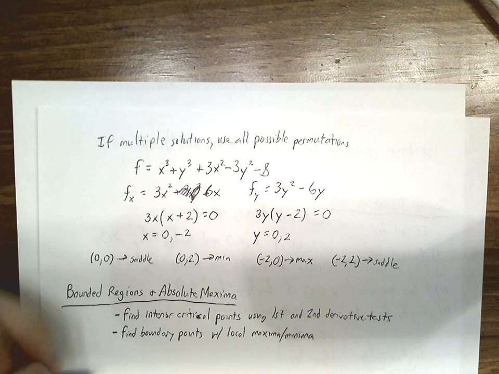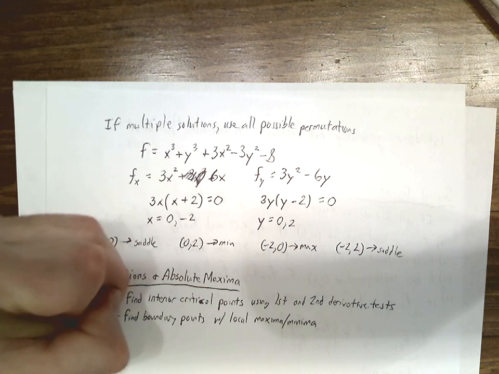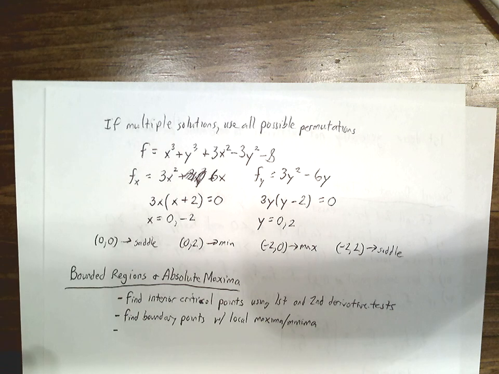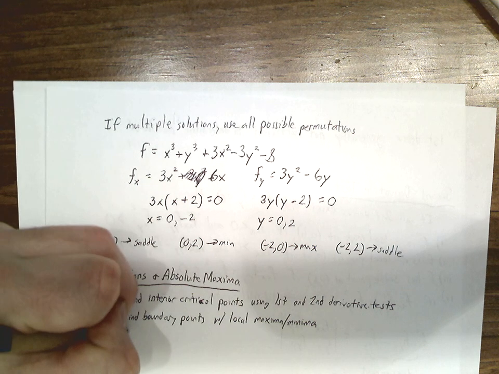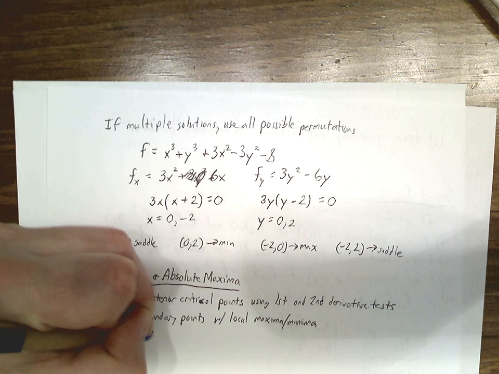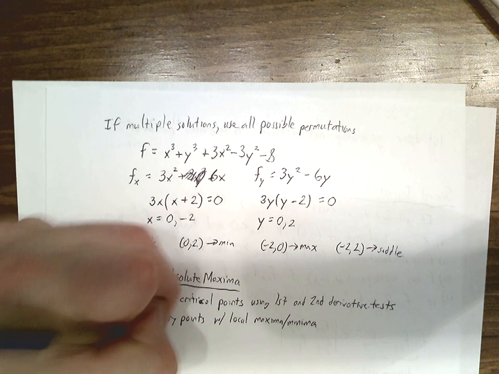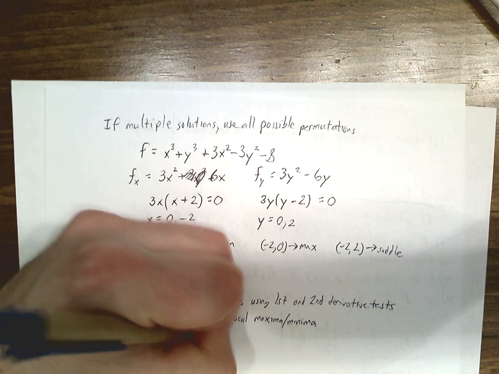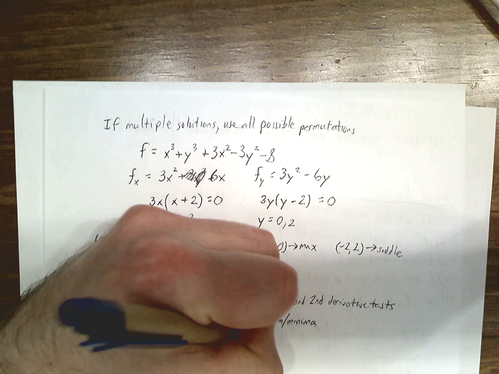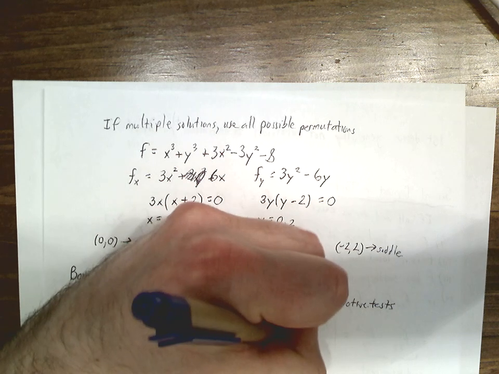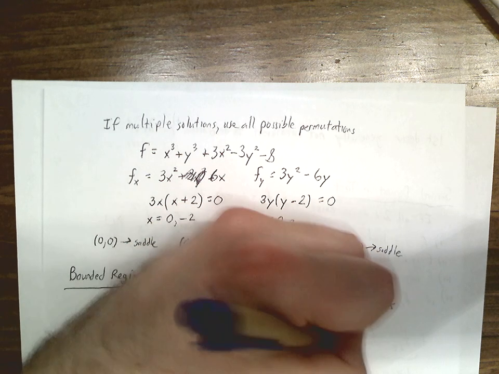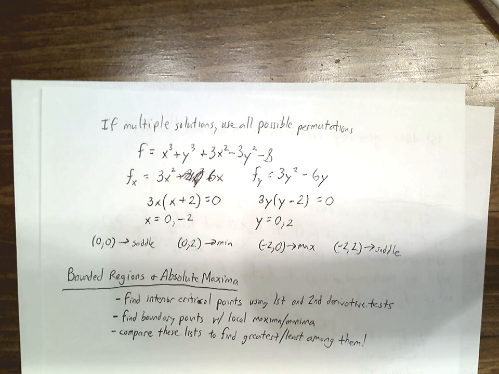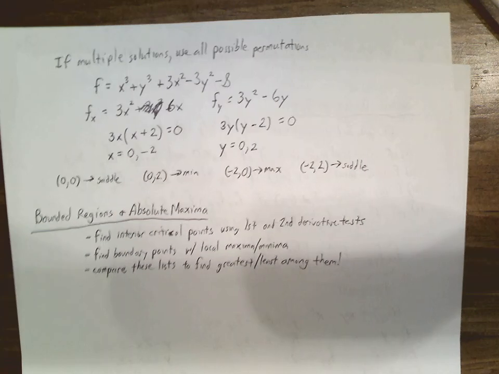And then you're going to cross-reference these two lists with each other to find the greatest and least among them. So here's all the points that could be critical or could be some largest point on that boundary. The absolute maximum and the absolute minimum are going to be the greatest and least among them. Compare these lists to find greatest and least among them. So we're looking for the overall greatest or smallest points within a region.